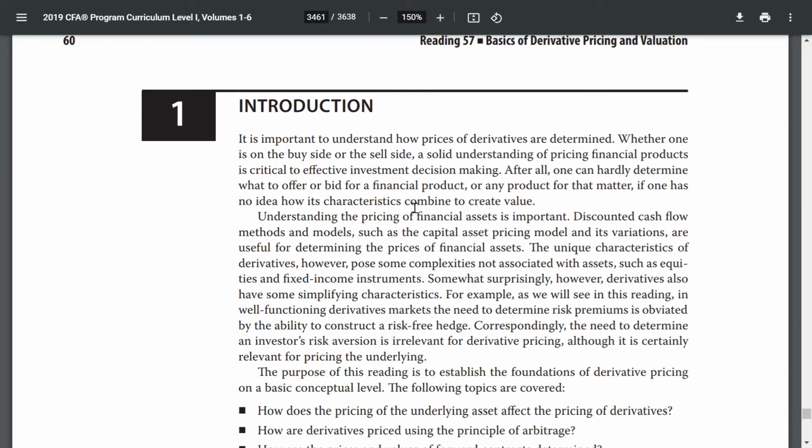Introduction: it is important to understand how prices of derivatives are determined, whether one is on the buy side or the sell side. A solid understanding of pricing of financial products is critical to effective investment decision making. After all, one can hardly determine what to offer or bid for financial products, or any products for that matter, if one has no idea how to calculate the characteristics combined to create value. Understanding the pricing of financial assets is important.